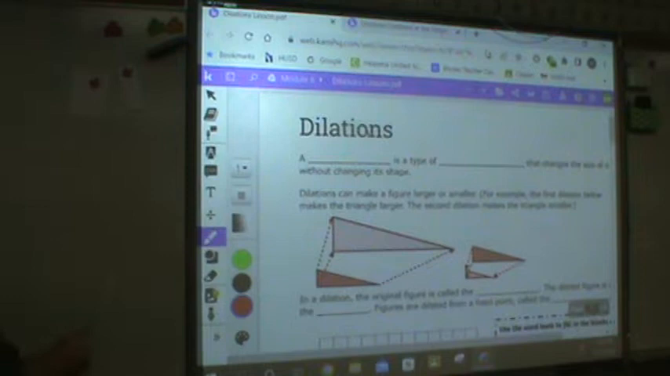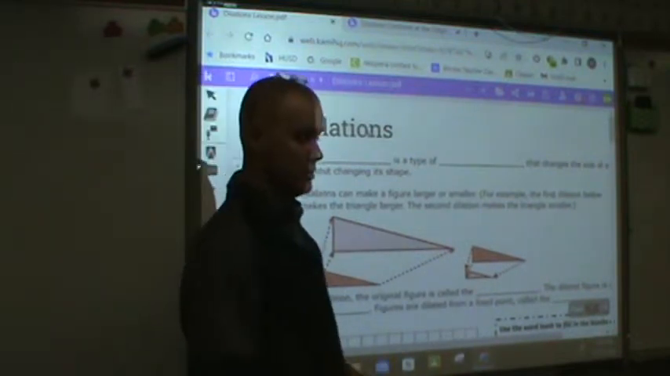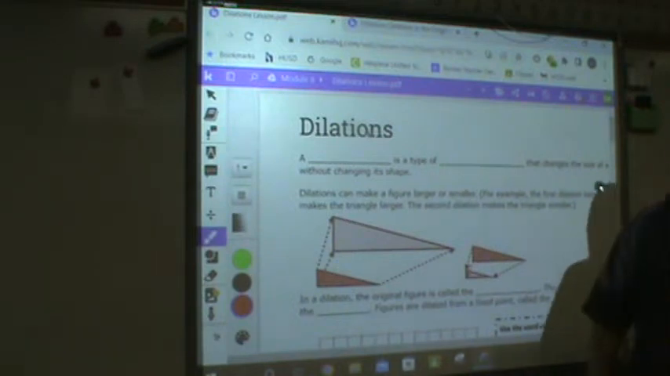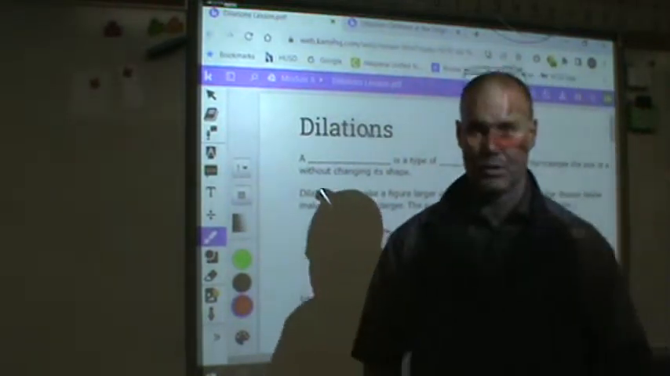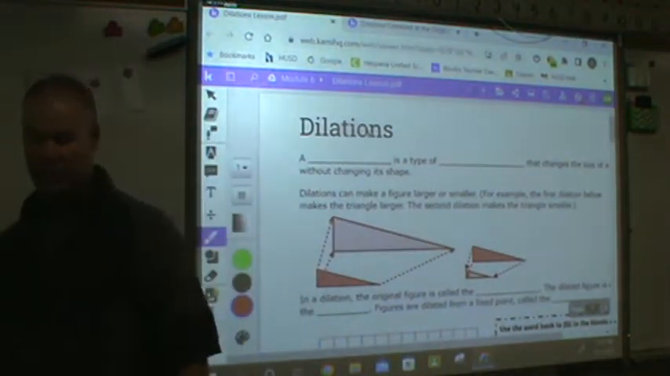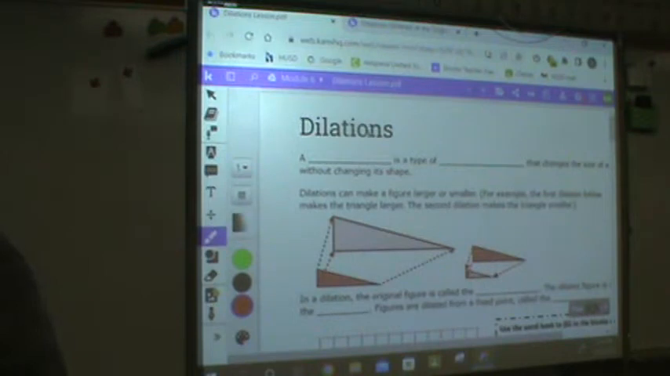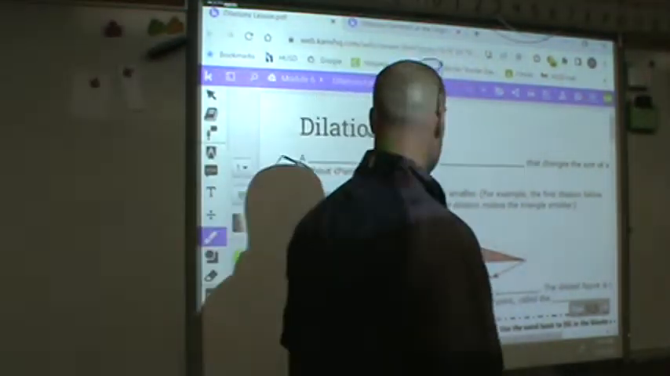All right, dilations. Here's the intro. Why do we need to worry about dilations? Dilations are where we see a figure get bigger or we see that figure get smaller. If the figure gets bigger, we call that an enlargement. If it gets smaller, we call it a reduction. Either way, there is a scale factor involved with each of these.